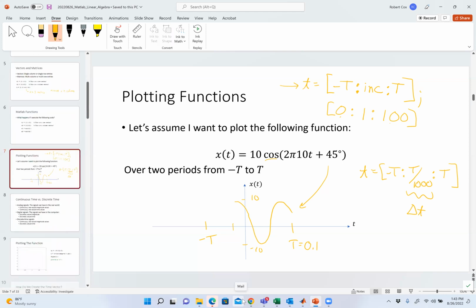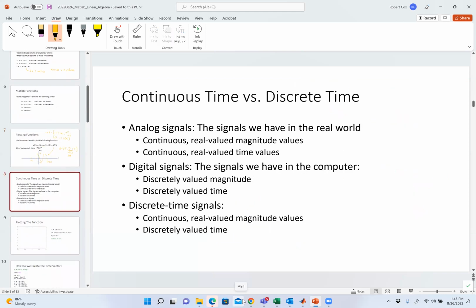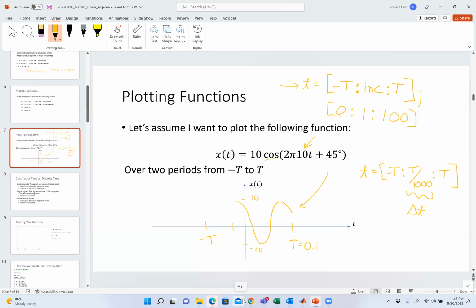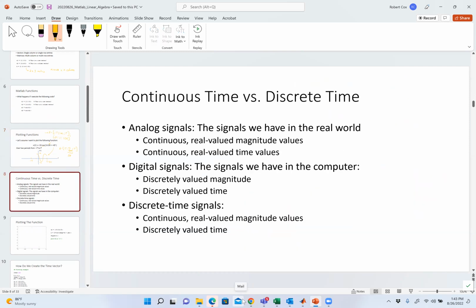The important thing I was saying is, if I give you something like this, 10 cosine 2 pi 10 t plus 45 degrees, that's an analog signal, right? As I write that, it's an analog signal, meaning t is what kind of number? It's a real number. So what does a real number mean? Between 0 and 1, how many real numbers are there? Infinite, right? That's impossible to put into a computer. So we need to come up with reasonable time steps.